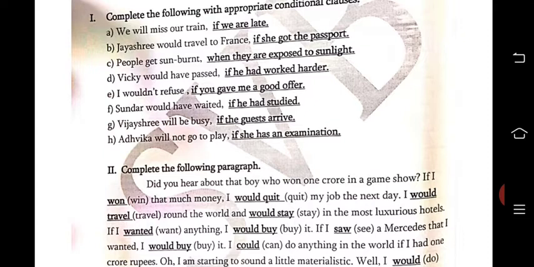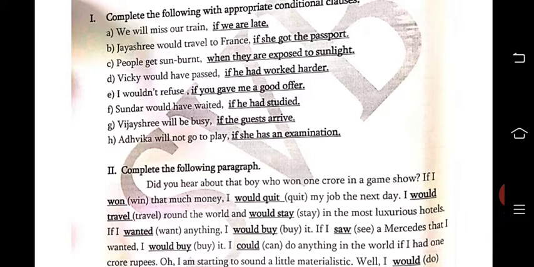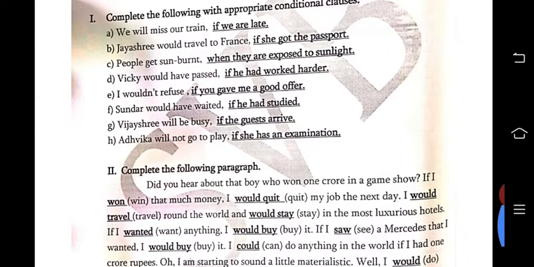And then people get sunburn when they are exposed to sunlight. Okay. Vicky would have passed if he had worked harder. Condition clause 3. Condition clause 3. Unfulfilled action. Okay. I wouldn't refuse if you gave me a good offer. Okay.